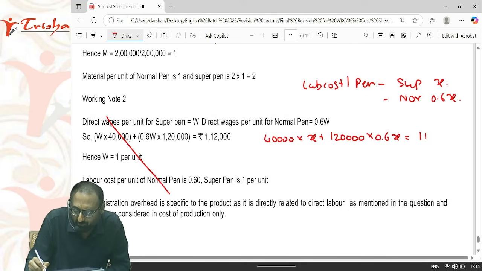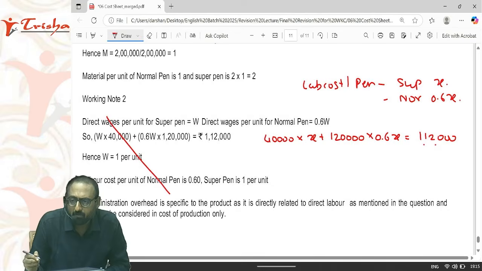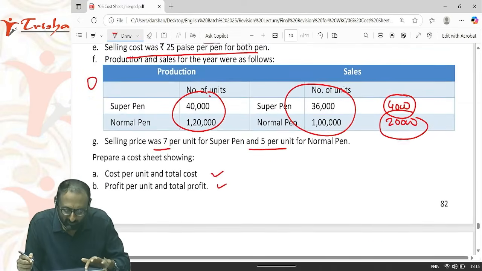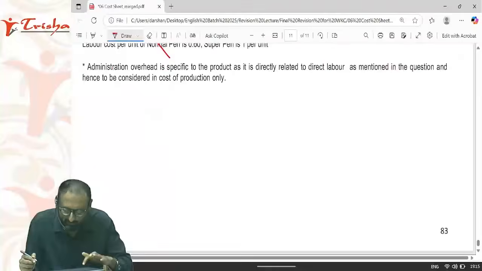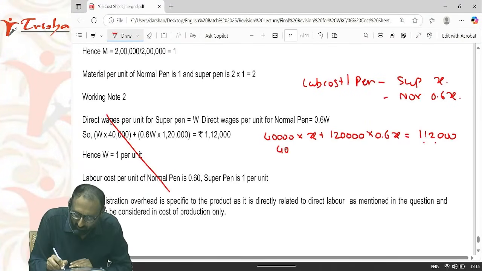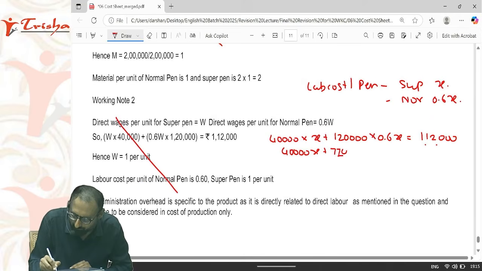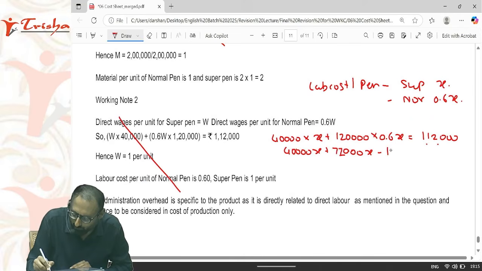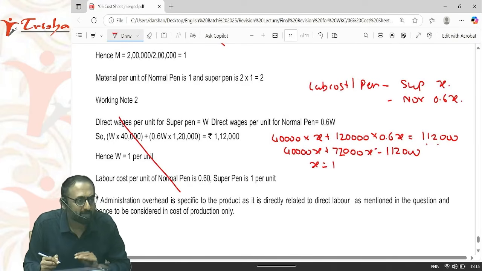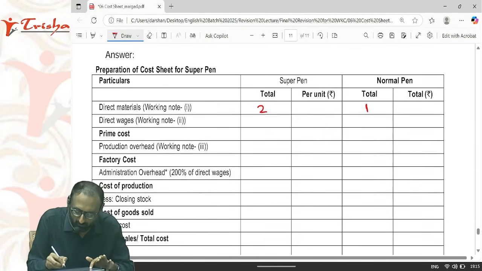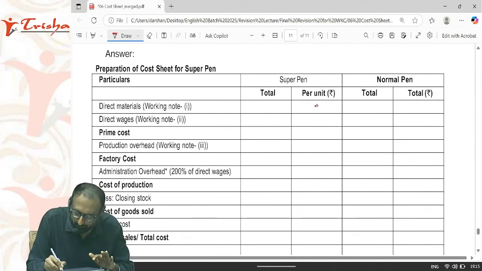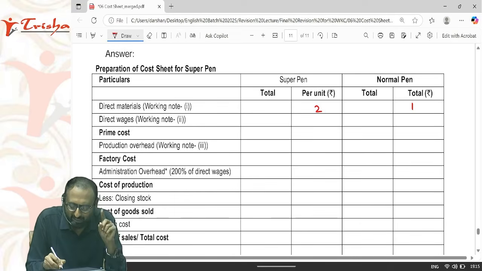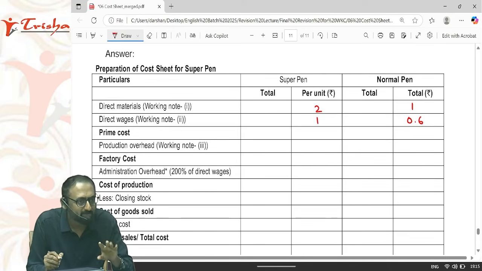How much is labor cost? 1,12,000? Is it 1 lakh? Correct, sir? 1,12,000. So 40,000x plus 72,000x is equal to 1,12,000. Your value of x is equal to 1 rupee. Correct? Super pen direct wage cost is 1 rupee. Normal pen is 0.6. Correct, guys?